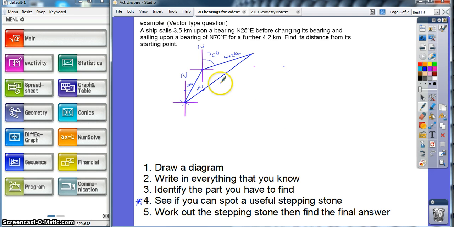So this is what we're trying to find. Let's just call that X. And then say, well, we know this side, we know that side. What would be useful? What would be our stepping stone here?